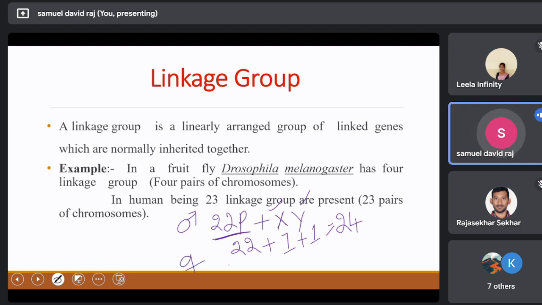Whereas in the female, there are 22 pairs of autosomes which are the same. Thus, we have 22 linkage groups with respect to autosomes, and the allosomes are 2 X chromosomes. Both are the same, so there will be only one linkage group. Thus, there are 23 linkage groups. So there is a small difference in the number of linkage groups when there is a difference in the morphology of the sex chromosomes.